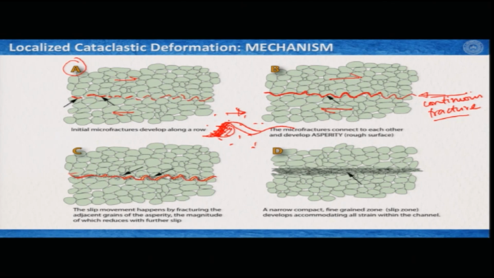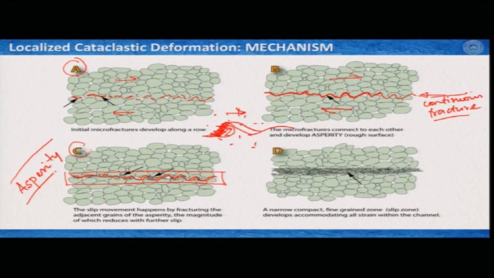Along this narrow zone we are producing a lot of fractures, particularly on the contact zones. So, we have a rough surface defined by very tiny fractures which is continuous, and this roughness is known as asperity, as we talked about in the previous slide.